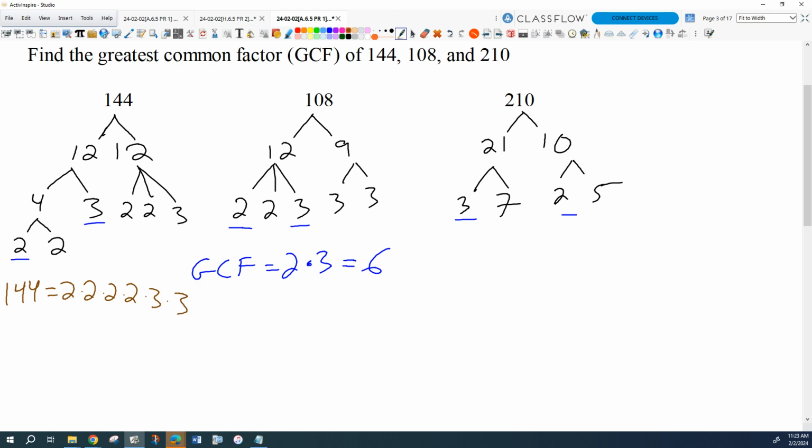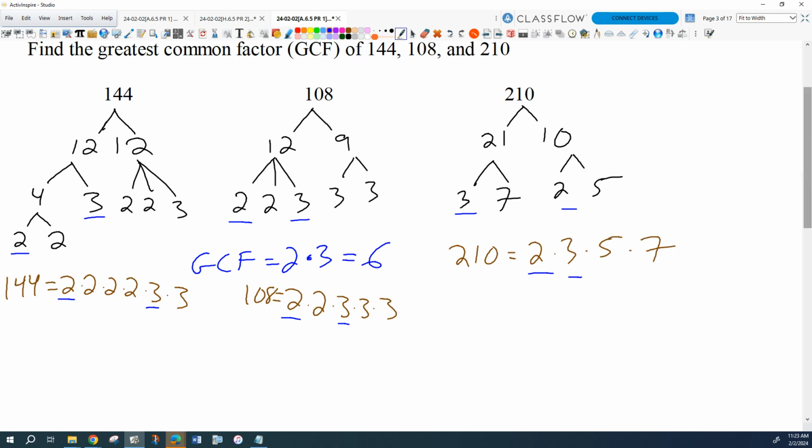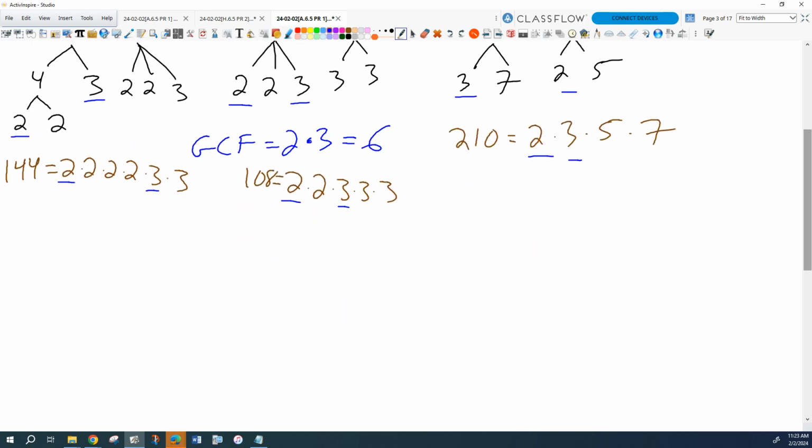Here's 108 as a string of prime factors. 108 is equal to 2 times 2 times 3 times 3 times 3, so 2 2's and 3 3's. And then 210 is just that stuff, but in order: 2 times 3 times 5 times 7. And again, we see that the only ones common to each are a 2 and a single 3, and that was it, right? Those are pretty inconvenient ways of writing out those big numbers though, right?